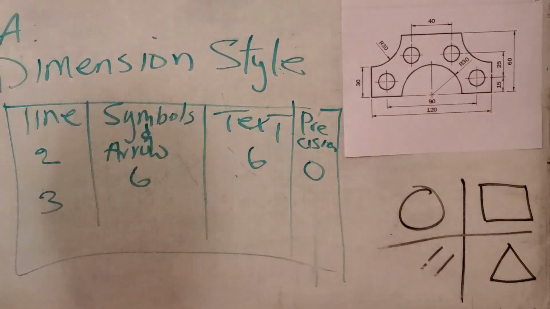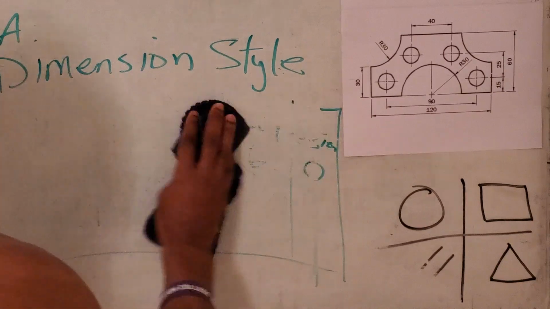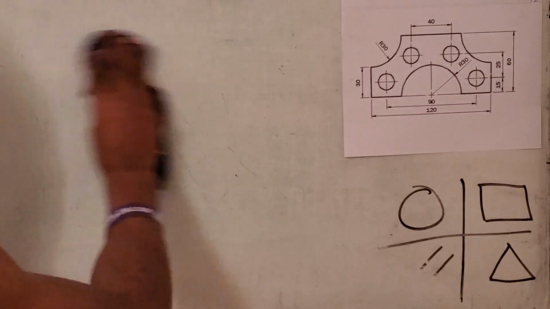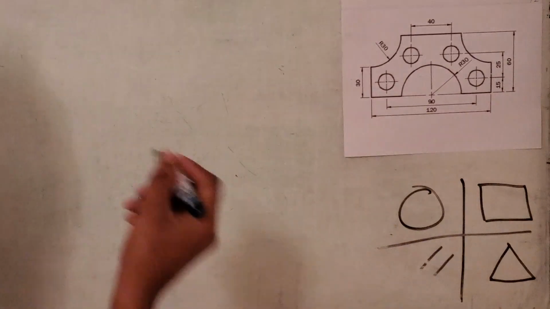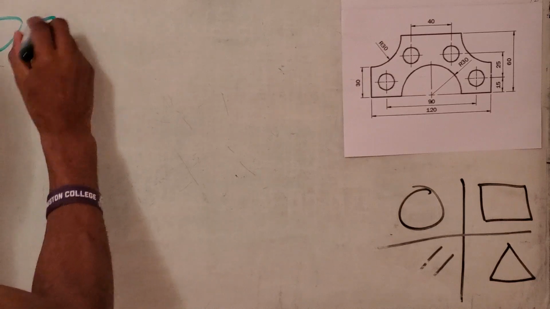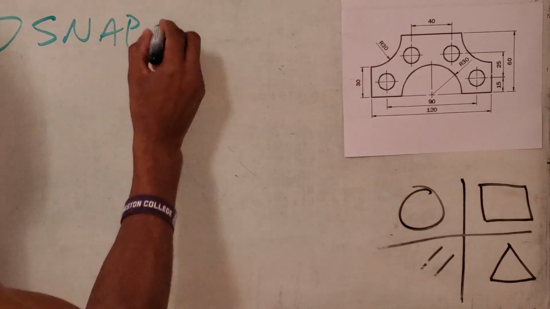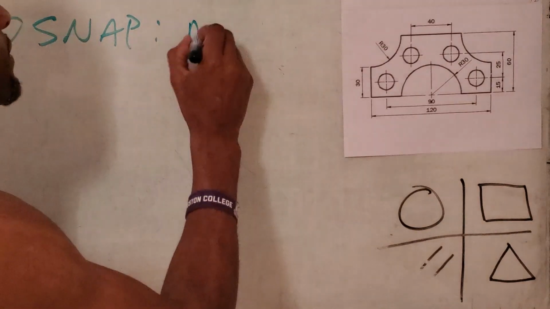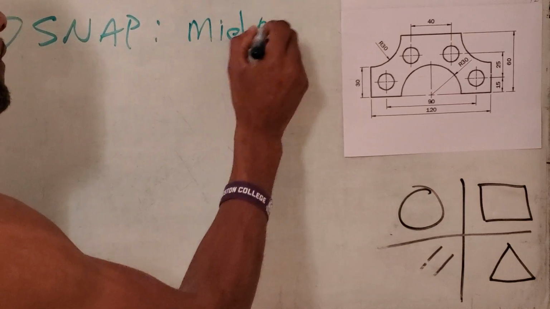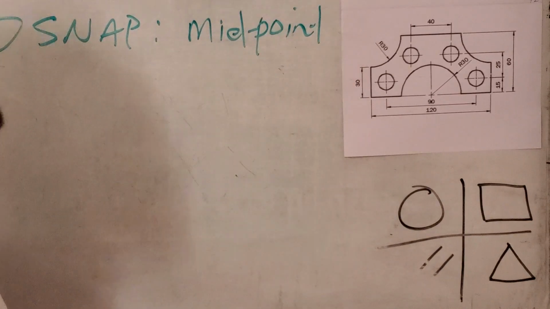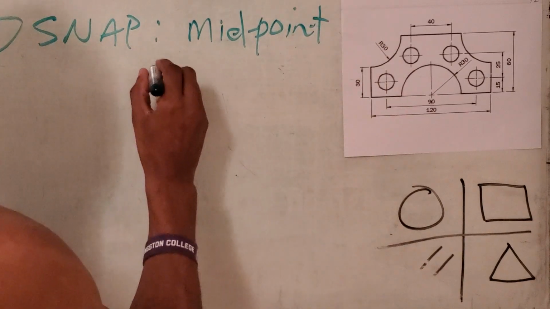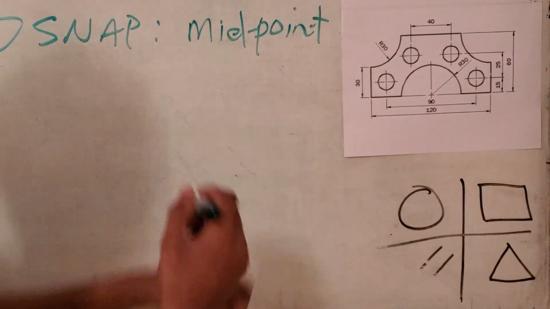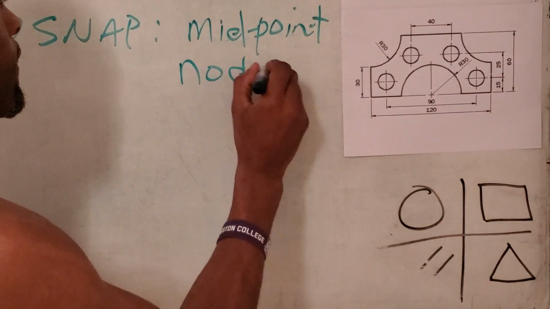Once you have done that, the next thing that you will need to set up is your drawing style. Under drawing style, type OSNAP, and under OSNAP, activate midpoint, endpoint. Well, endpoint is automatically activated. Node, quadrant.